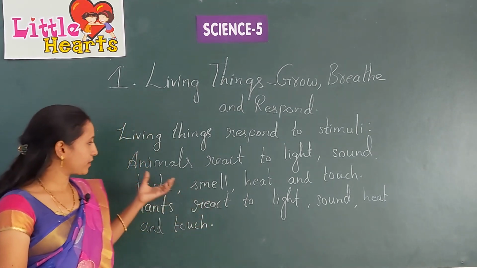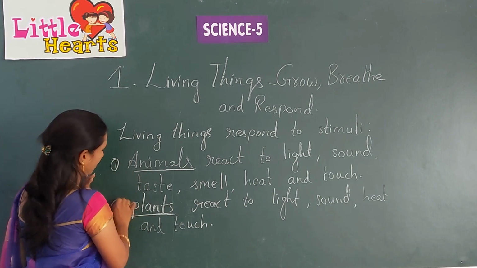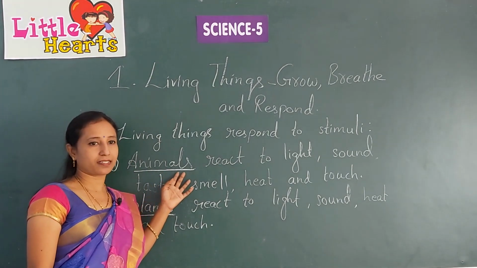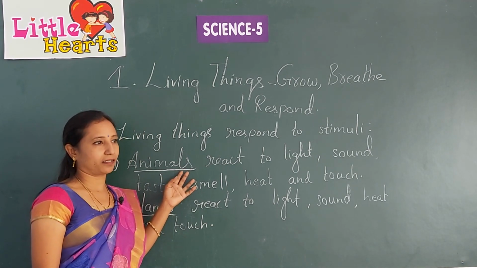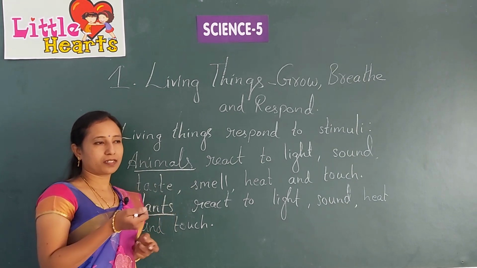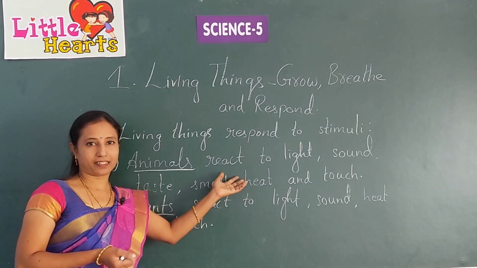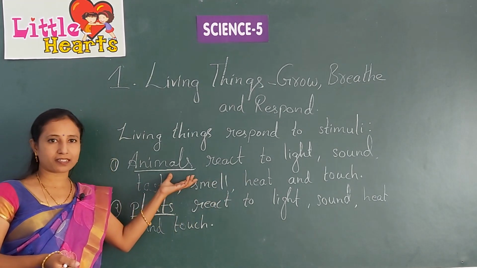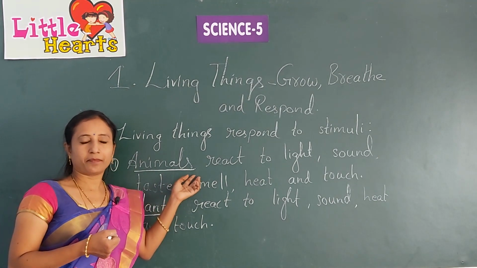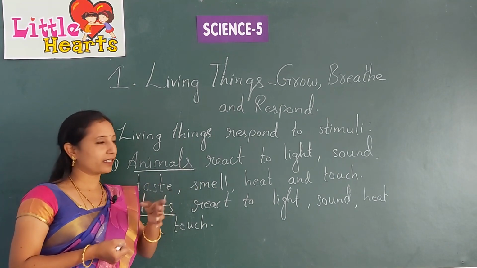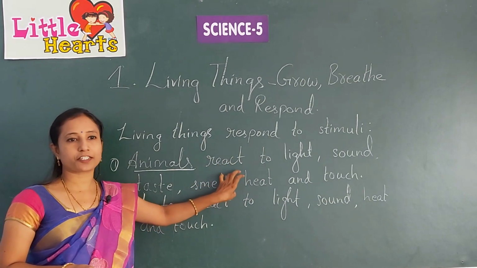We'll discuss animals now, then we'll go to the plants. If you take examples of animals, when animals at night or in the daytime, when we focus or project light onto their face, they run away from that place. And animals, in the sense, humans also come under animals. When a torch is focused on your eyes, immediately you close your eyes. What is the reason? Because the torch shows the light. We respond to the stimuli, isn't it?